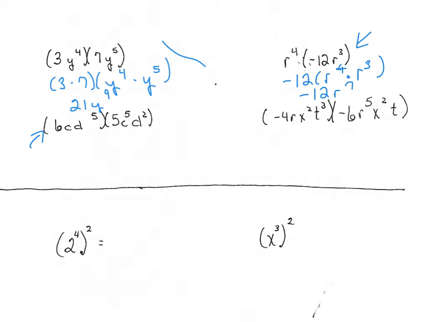Okay, hopefully you were able to get that. 6 times 5 is 30. C to the 1st times c to the 5th is c to the 6th. And d to the 5th times d squared is d to the 7th. Remember that if there is no exponent showing, a 1 is understood to be there. So you should have gotten 30, c to the 6th, d to the 7th.